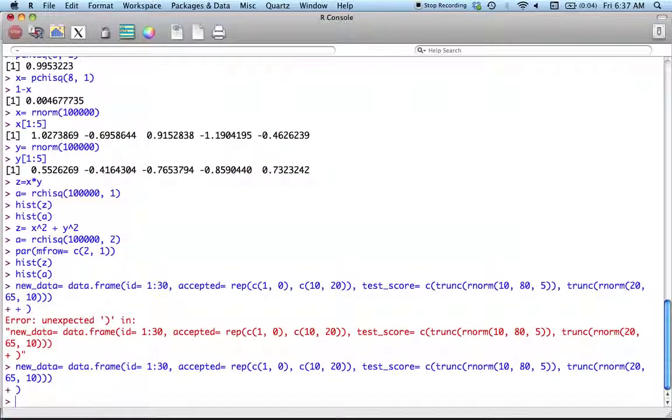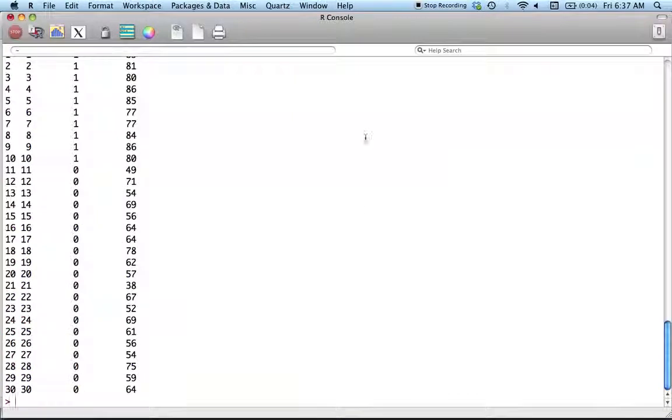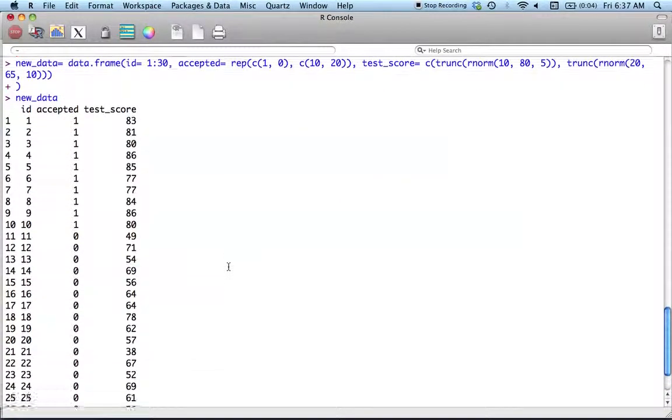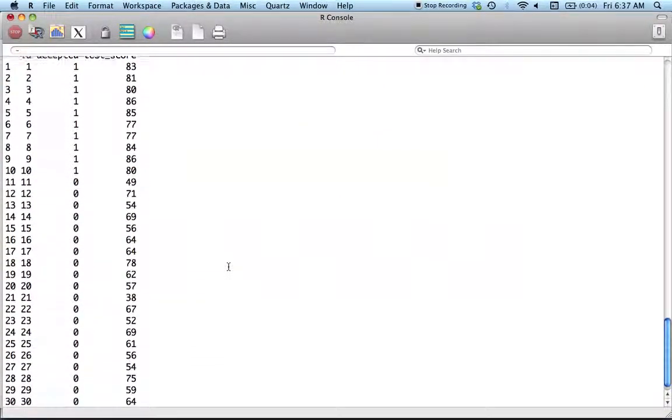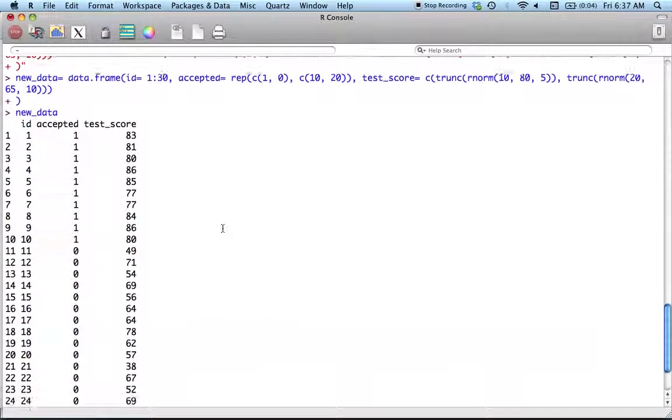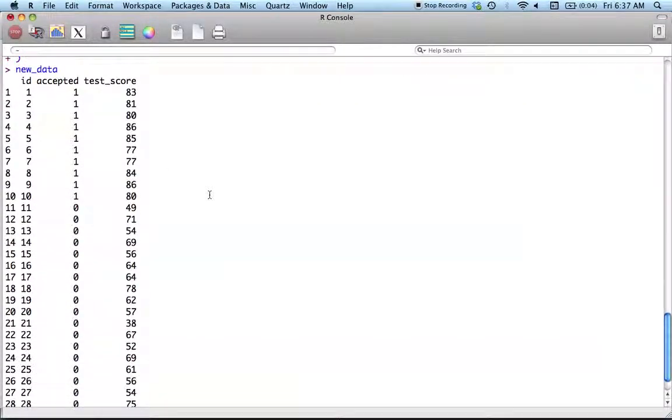Okay, so let's take a look at this data frame. This looks plausible. If you actually went out and did your survey of 30 people, this might be the kind of thing that you see.